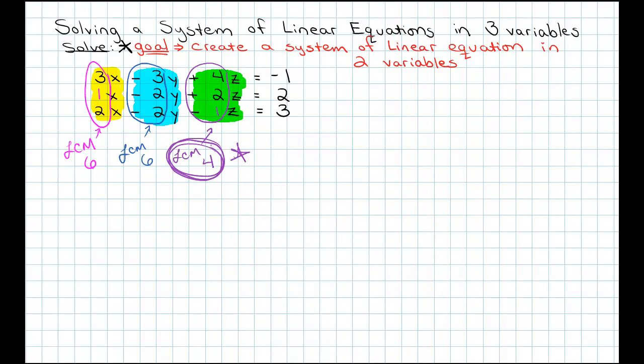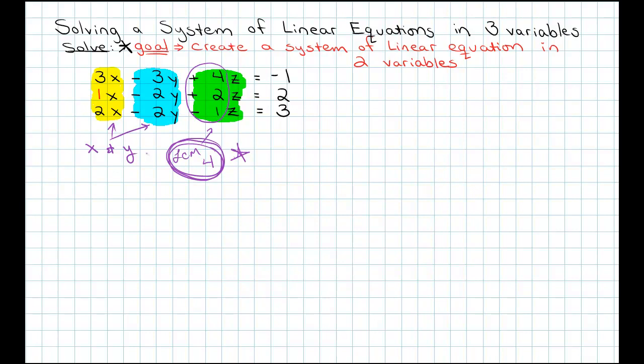I'm going to have to make sure I remember this. I'm canceling out the z's, and I'm going to end up with a system of linear equations in two variables, and those two variables that I'm going to be left over with are going to be the x's and the y's. So I'm going to have x and y left over in the two equations I'm going to create. Okay, so that's our big goal. We want to keep that in mind.